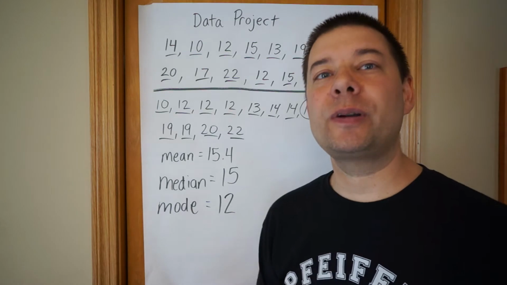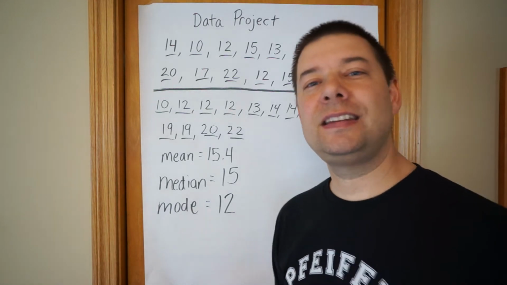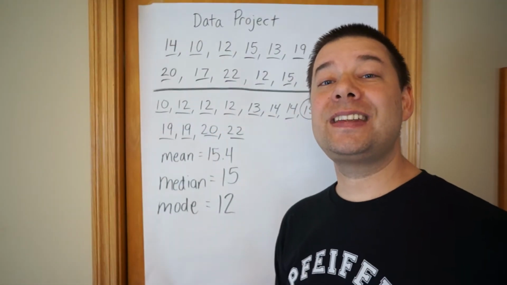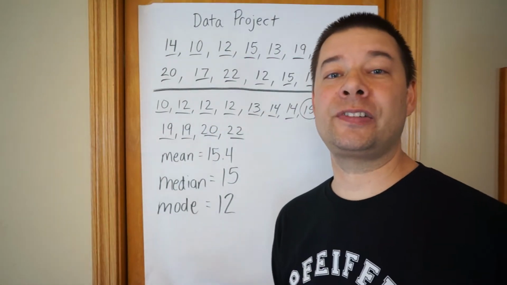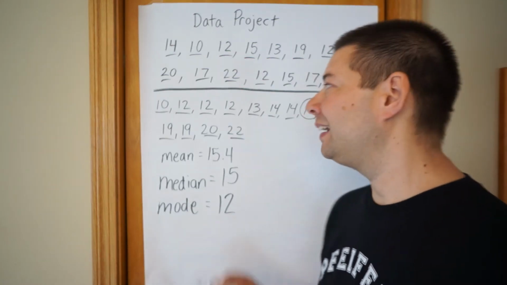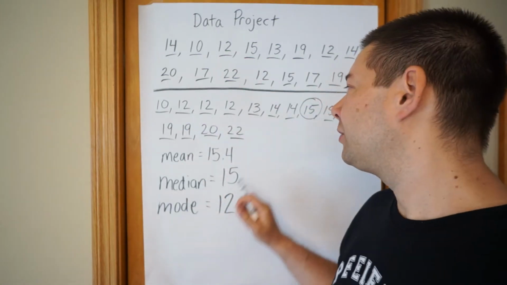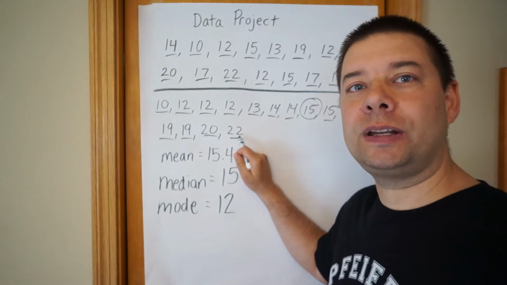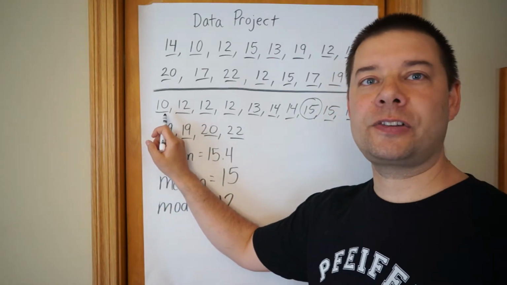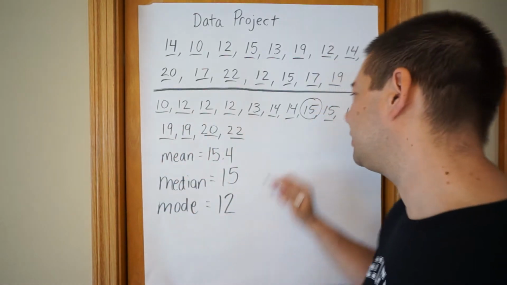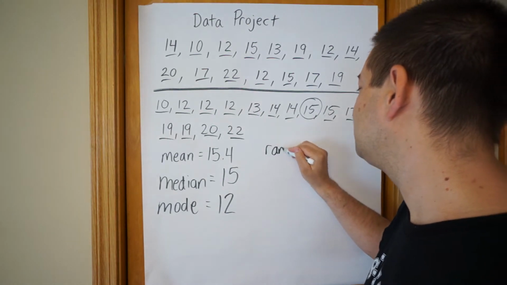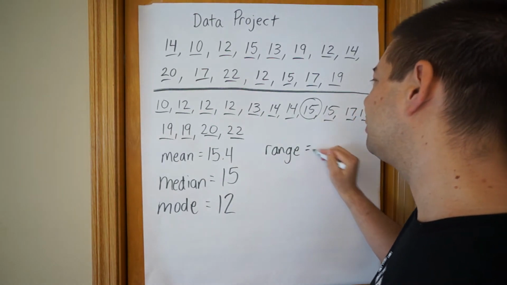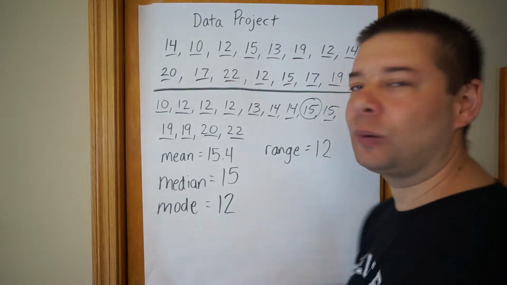Okay, next up we want to find the range. Lacey, do you remember what the range is? Range means amount in between. That's correct. The range is the distance between the smallest and largest number, or largest to smallest. It's the amount in between, right? So in this case, I can just take my largest number, 22, and subtract away the smallest number, 10, to come up with my range. So I'll go ahead and record that range. 22 minus 10, that leaves me with 12.